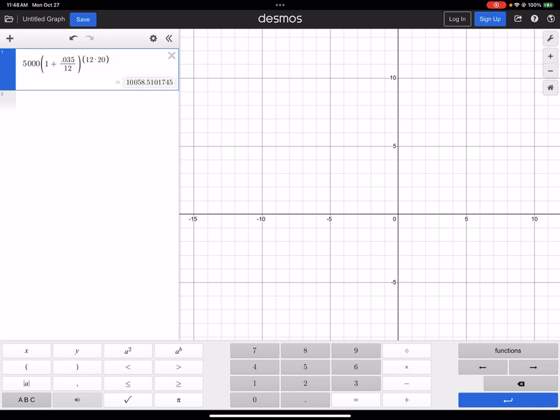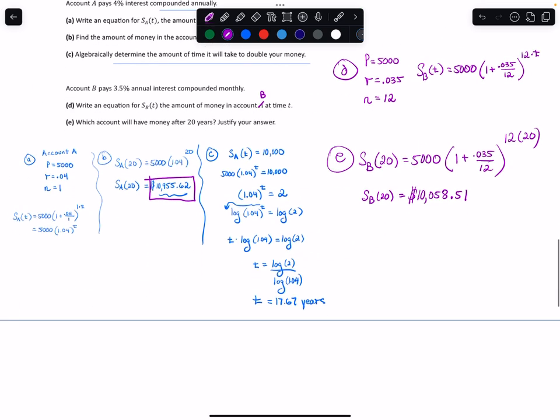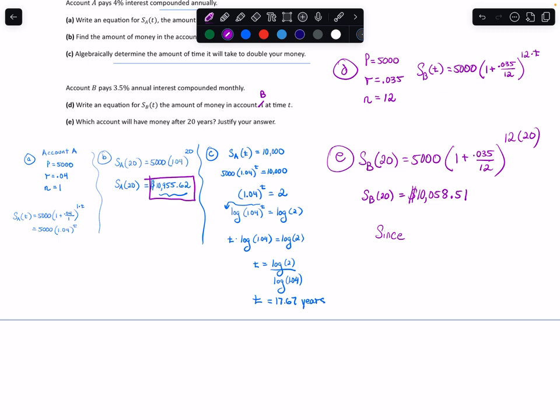And you see, while you do have more than $10,000, you actually don't have more than account A gives you. So how much would that be? So S sub B of 20 would be $10,058.51. So, I mean, like, which one is more? It's S sub A. So I would say that since account A at time 20 is more than account B at time 20, account A is the better investment.